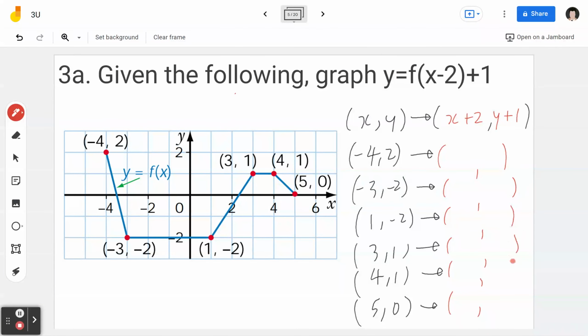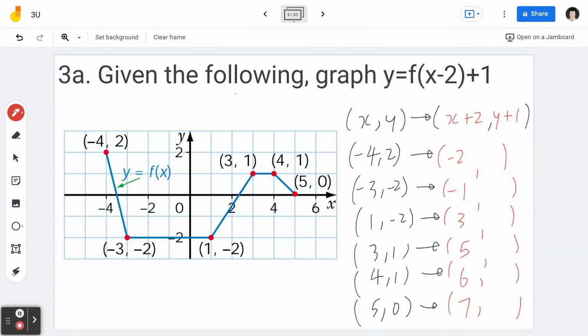So again, if I take all the x components and I'm adding 2, here comes the mental math. Negative 4 plus 2, negative 2. Negative 3 plus 2, negative 1. 1 plus 2, that's going to be 3. 3 plus 2 is going to be 5. 4 plus 2 is going to be 6. 5 plus 2 is going to be 7.